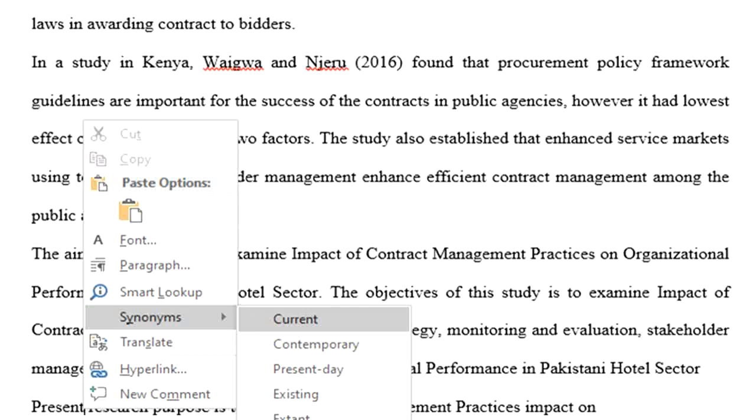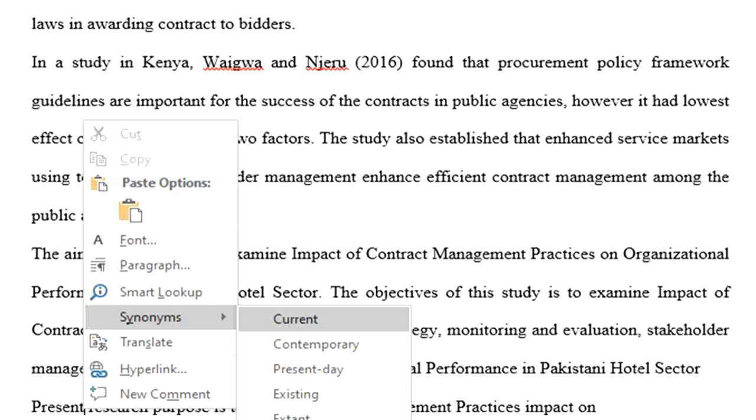One thing you have to keep in mind when you are using synonyms: for example, you are using present and want to find synonyms of present, so you have to make sure that the word which you replace it with has the same meaning. For example, present is a word, so I want to use the synonym current. Both meanings are the same, so I can easily replace present by current. It will avoid plagiarism, and it will automatically paraphrase that word as well.